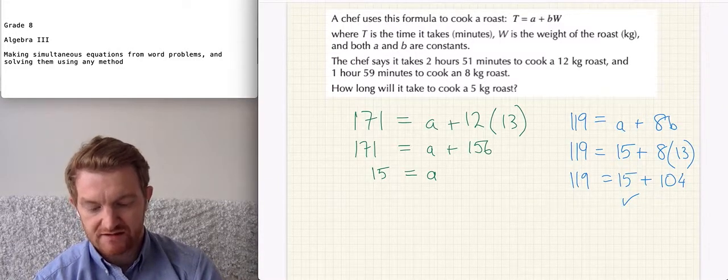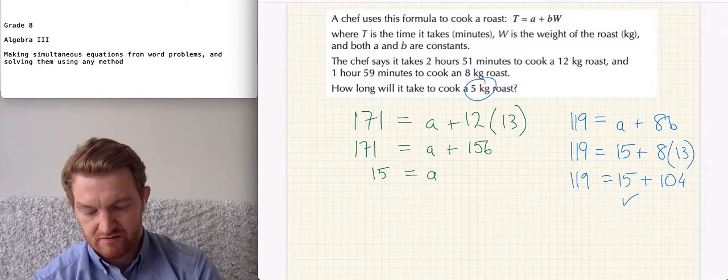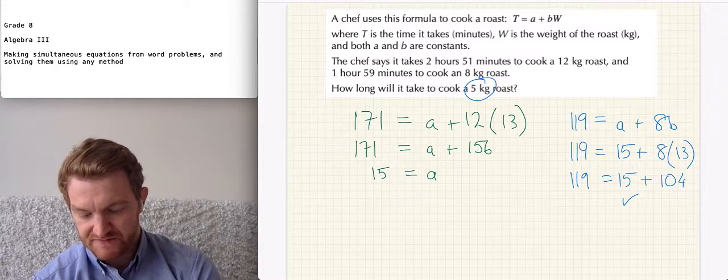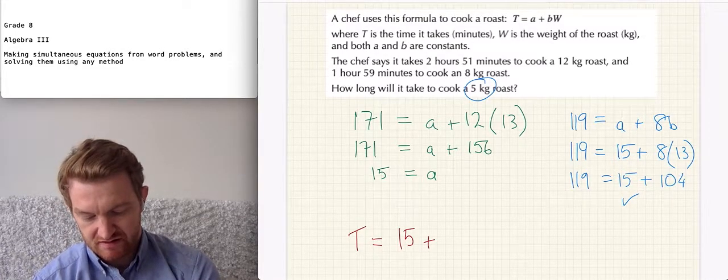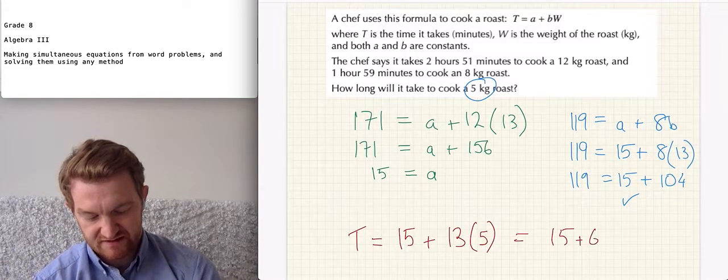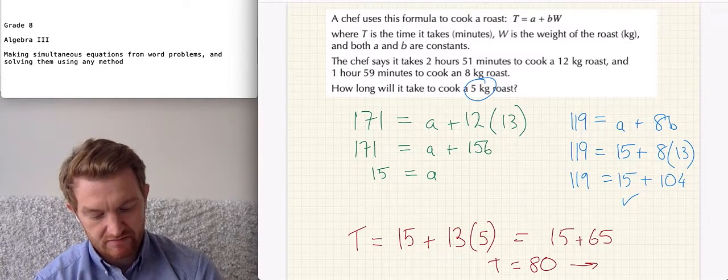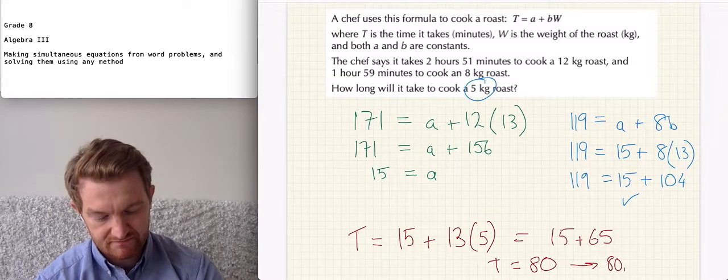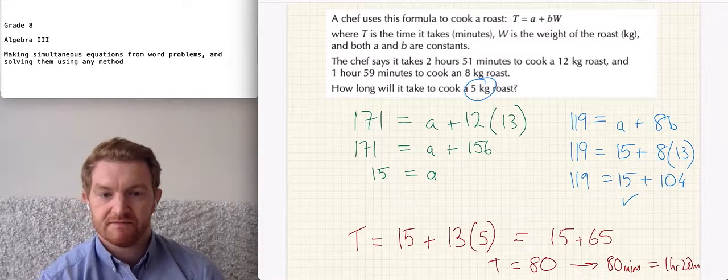So how long will it take to cook a 5 kilogram roast? Well, that's the final thing we need to do. So we need to make an equation. T is for time, which we're trying to work out. We now know that A is 15. We know that B is 13. And we know the weight is 5. So we can say that's going to be 15 plus 65. T is equal to 80. How long will it take? Well, you could either say 80 minutes, or we could say 1 hour, 20 minutes.